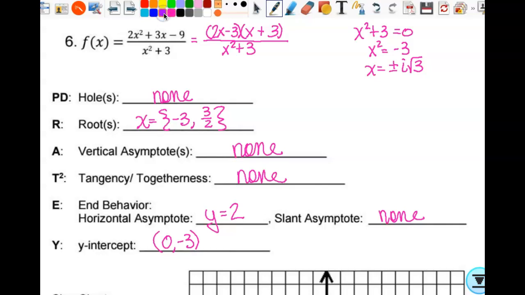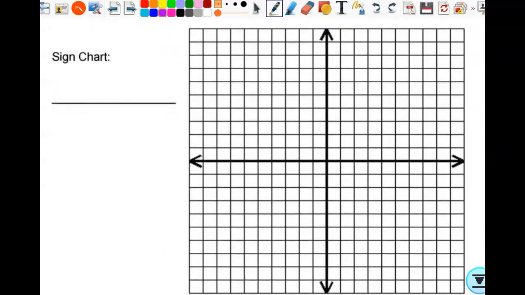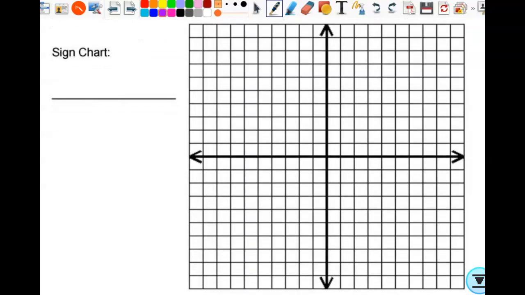All right, so let's do our sign chart. Scroll and rewrite. Let me find the one I'm supposed to be looking at for our number 6. Okay. So f of x is equal to 2x minus 3 times x plus 3 over x squared plus 3. So I only have 2 things that go on here because I don't have any asymptotes, right? So I have negative 3 and I have 3 halves. Both of them are closed circles because they're both zeros.